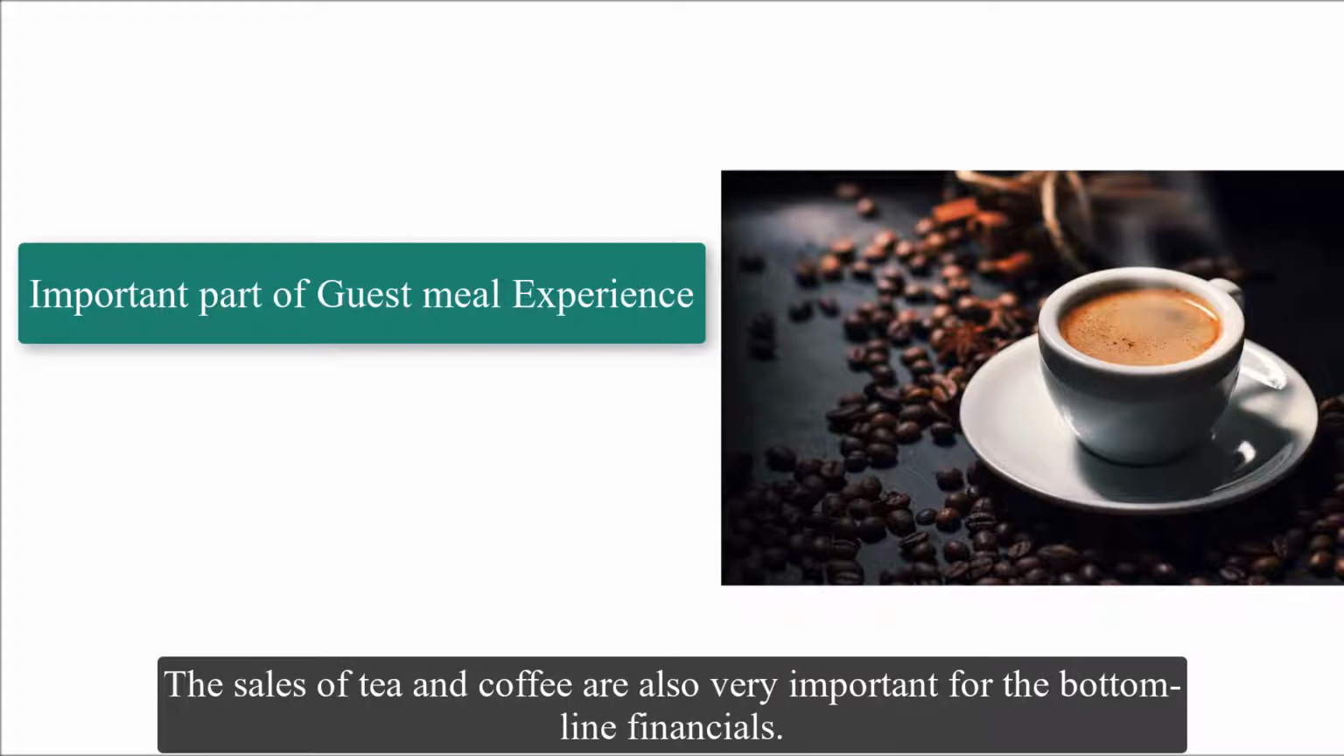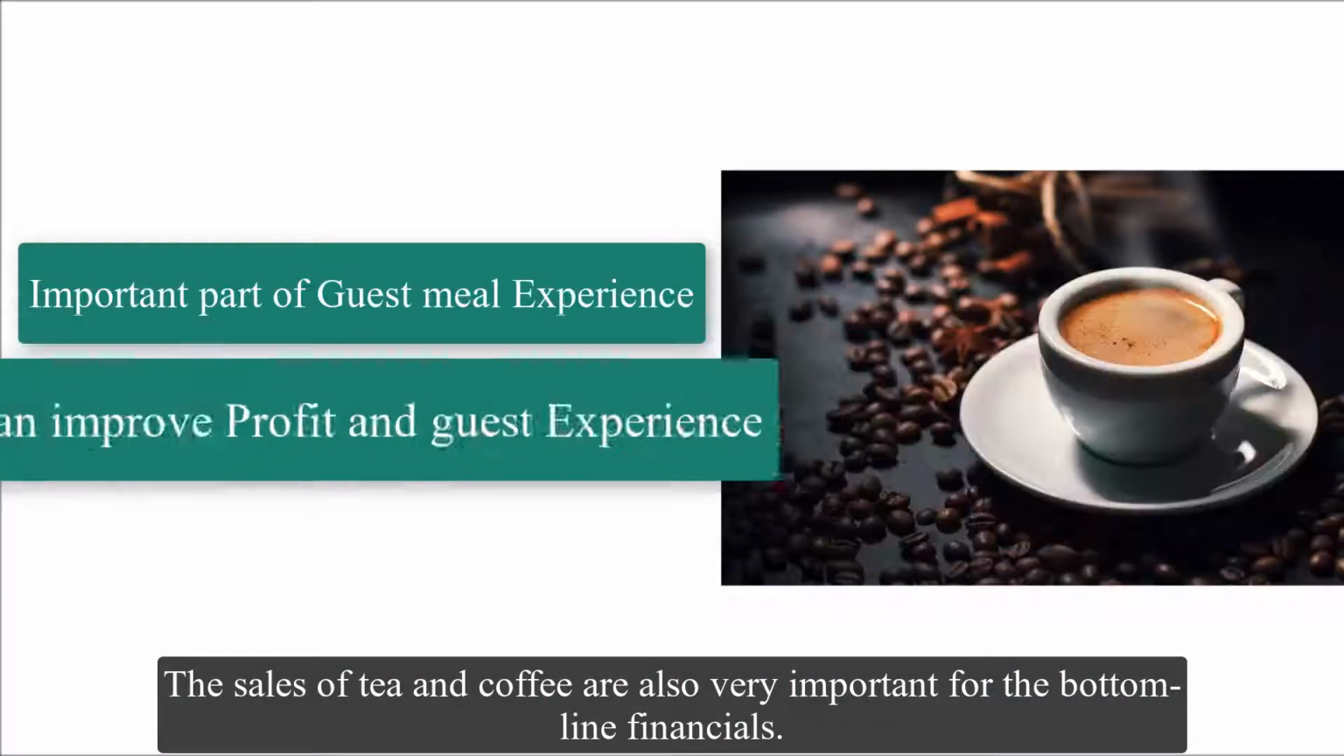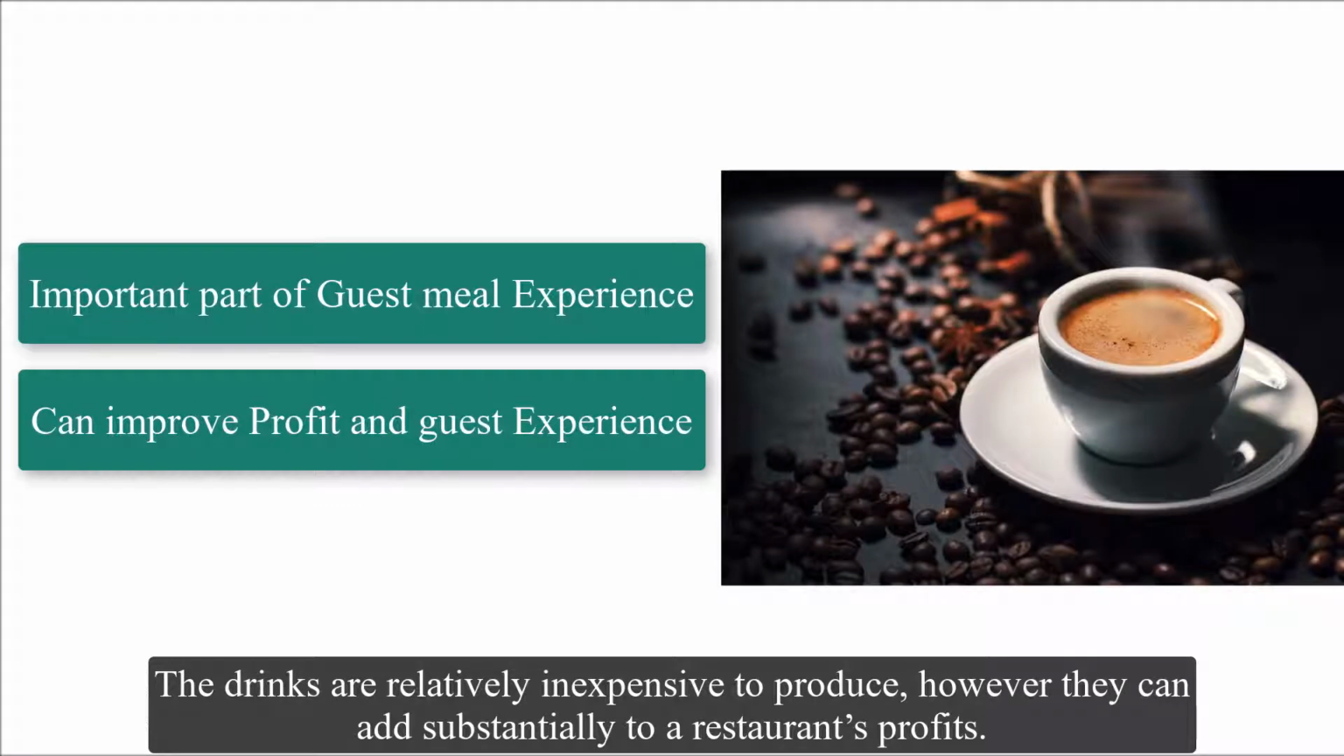The sale of tea and coffee is also very important for the bottom line financials. The drinks are relatively inexpensive to produce, however, they can add substantially to the restaurant's profits. In this video, we will look at the various types of coffee and its service procedures.